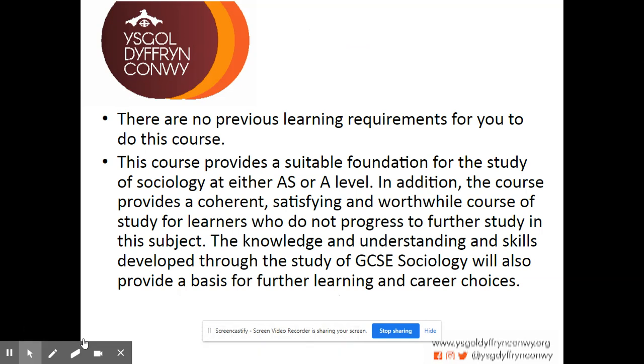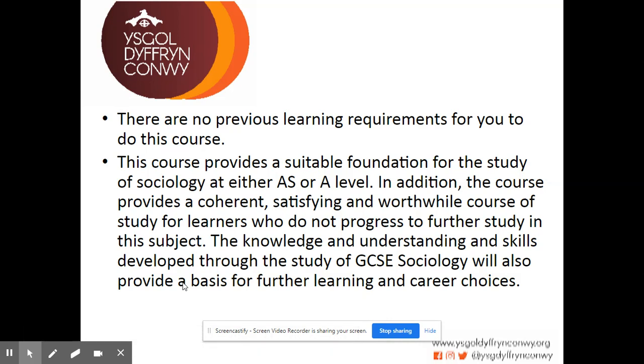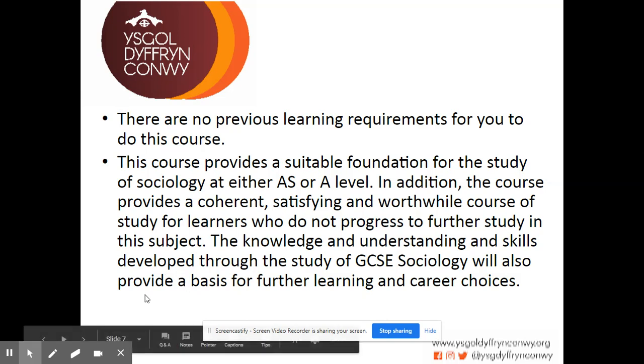There are no previous learning requirements for you to do this course. The course provides a suitable foundation for the study of sociology at either AS or A-level. In addition, the course provides a coherent, satisfying and worthwhile course of study for learners who do not progress to further study in the subject. The knowledge and understanding and skills developed through the study of GCSE sociology will also provide a basis for further learning and career choices.